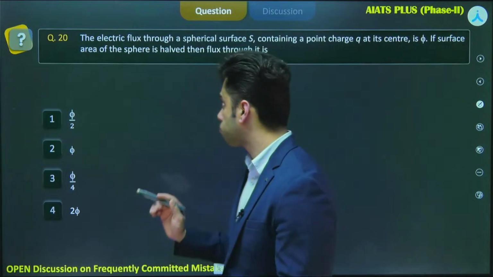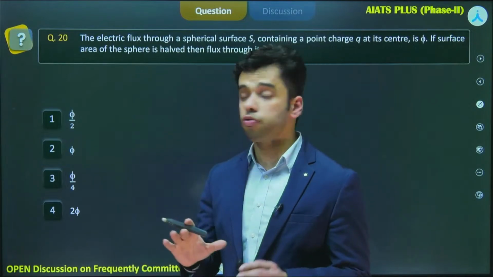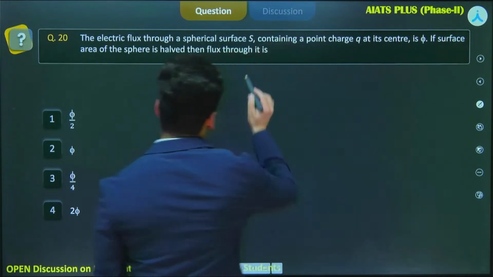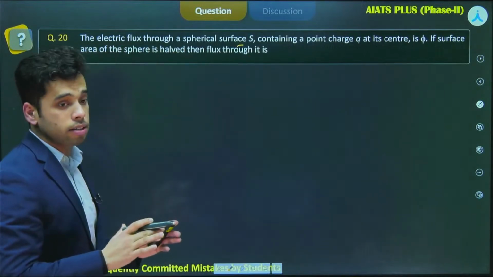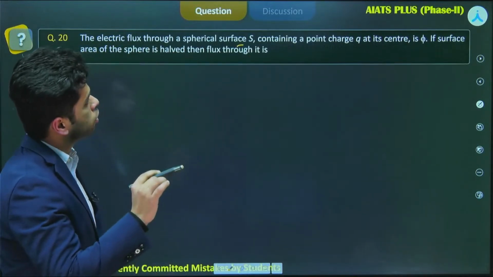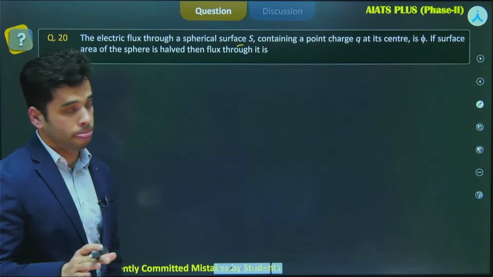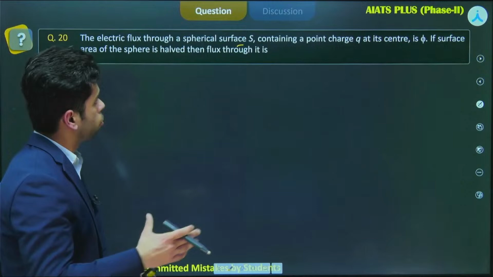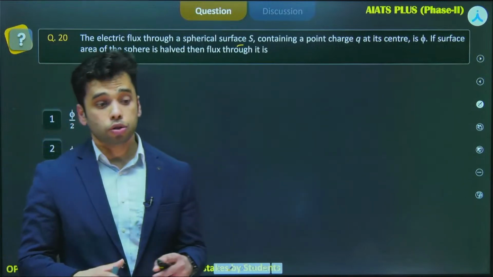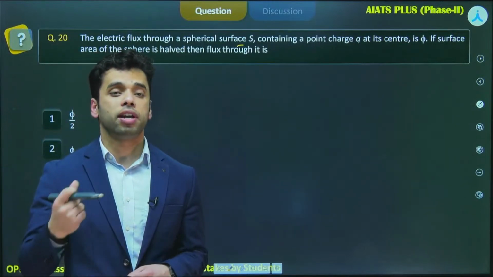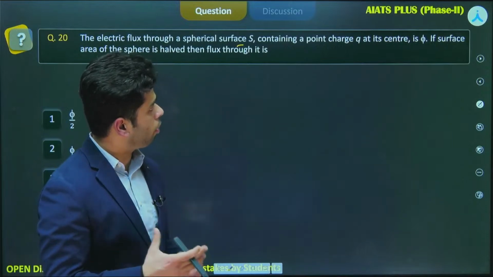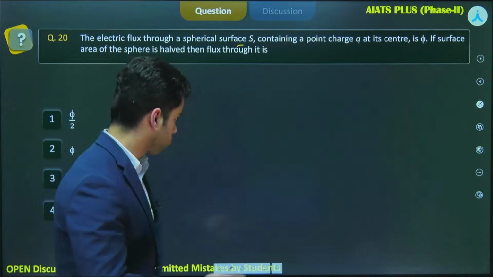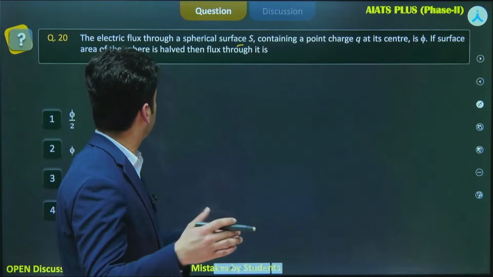It says that the electric flux through a spherical surface S containing a point charge Q at its center is phi. If the surface area of the sphere is half, then the flux through it is? So this time the electric flux through a spherical surface S containing a point charge at the center is phi. Now the surface area of the sphere is half.